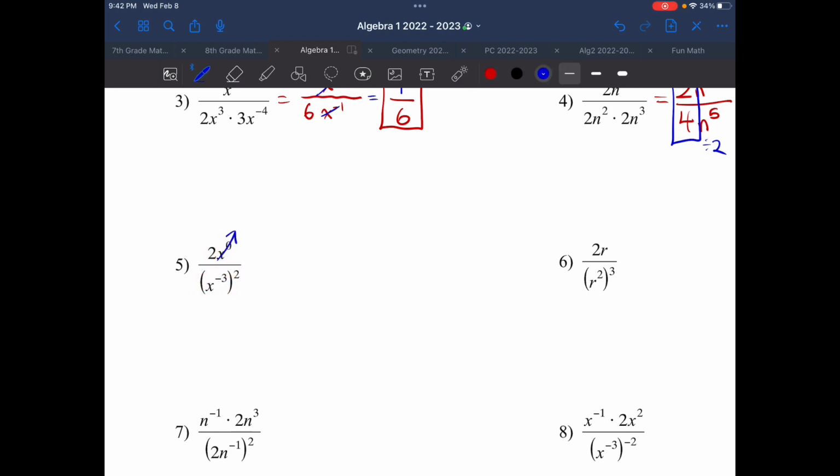Anything to the power of 0 is 1, which again is the equivalent of just scribbling that all out and just saying there's only a 2 in the top.